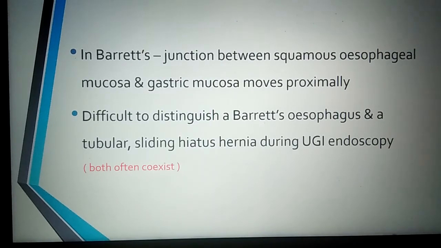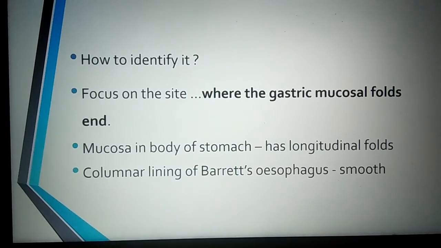In Barrett's, the junction between squamous esophageal mucosa and gastric mucosa moves proximally, as we have already discussed. In the upper GI endoscope, it is very difficult to differentiate between a Barrett's esophagus and a tubular sliding hiatus hernia, because both of them often coexist. So if we want to differentiate, then how to identify it?